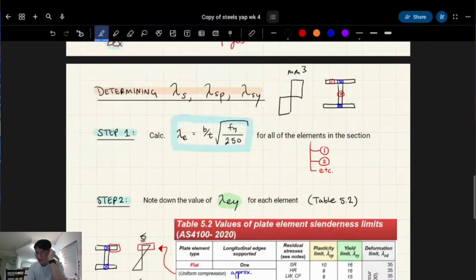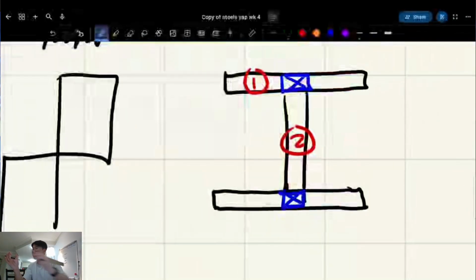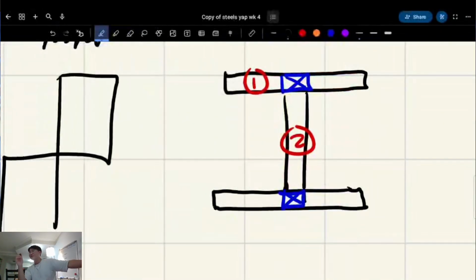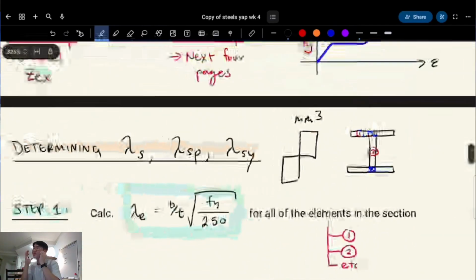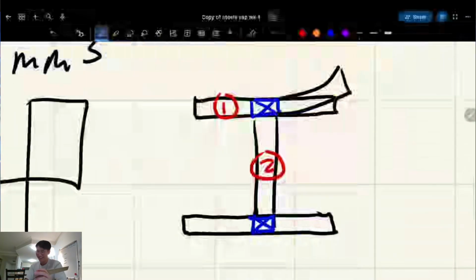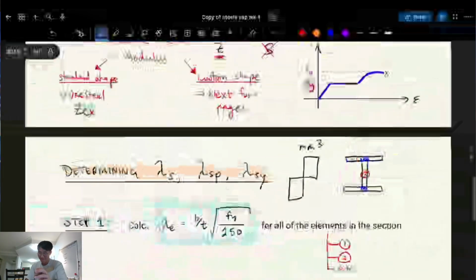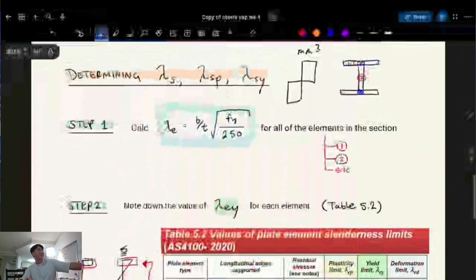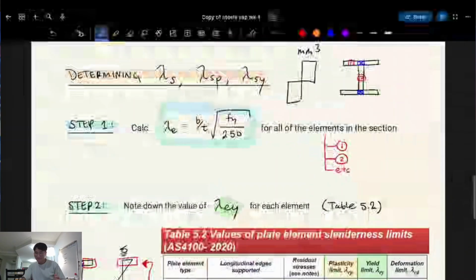When I talk about an element, imagine this beam is made of 3 plates. There's 3 elements. You find the most critical element to find this entire section's limit. Do you get what I'm saying? Because it's the one that's most susceptible to local buckling. Remember, local buckling means like this flange or something fails. So we have to find the slenderness of each element, which is that formula there, right?